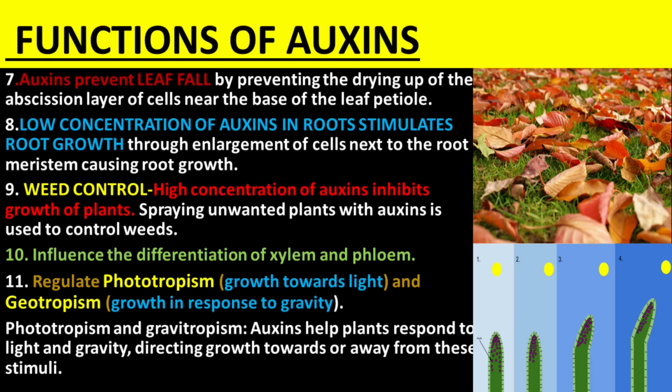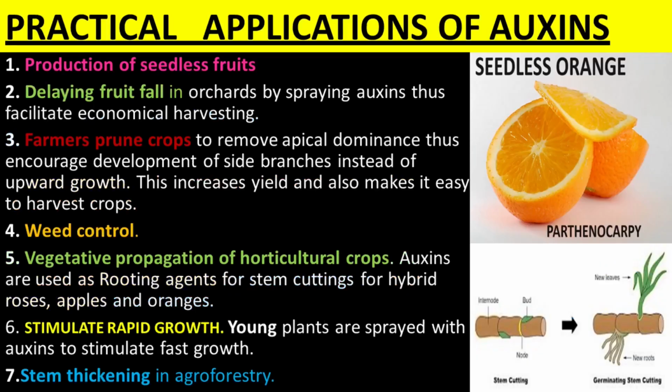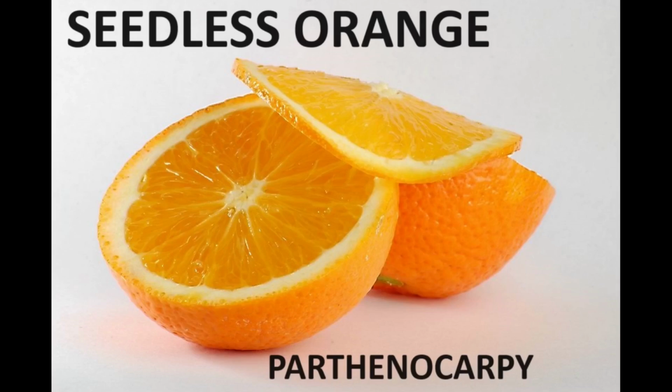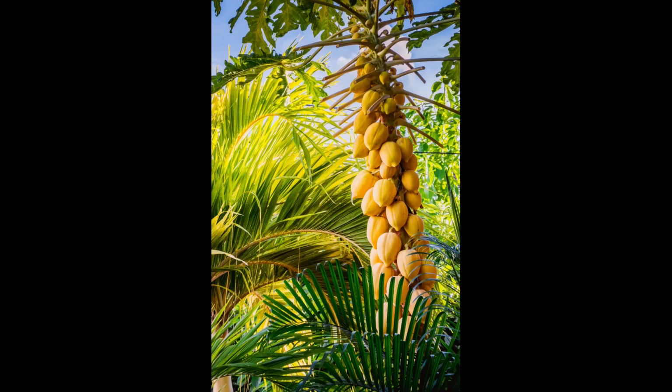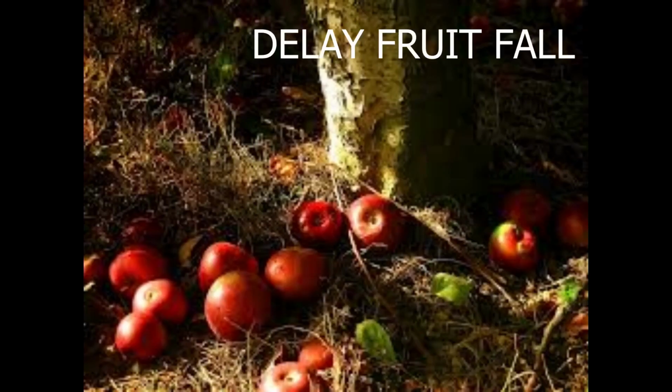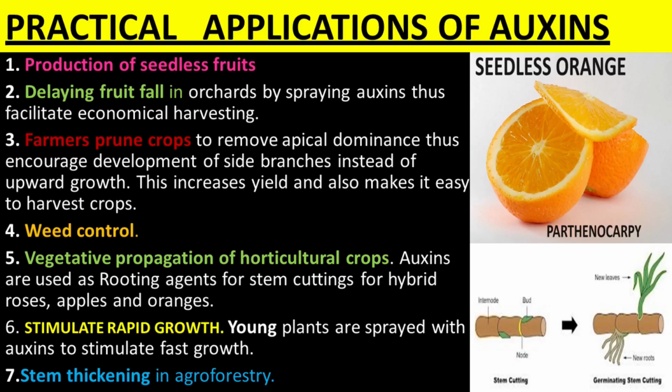Phototropism and gravitropism. Auxins help plants respond to light and gravity, directing growth towards or away from these stimuli. Practical applications of auxins. Production of seedless fruits. Delaying fruit fall in orchards by spraying auxins, thus facilitating economical harvesting. Farmers prune crops to remove apical dominance, thus encouraging development of side branches instead of upward growth. This increases yield and also makes it easy to harvest crops.